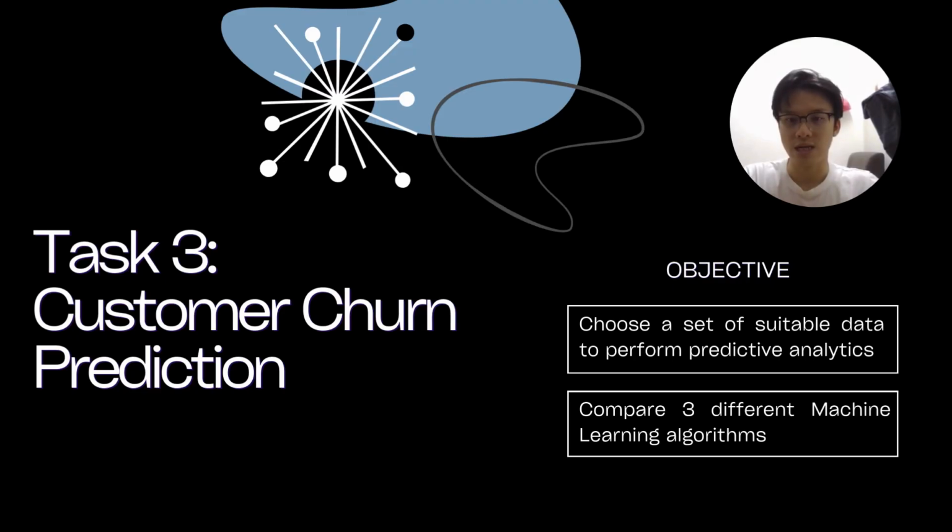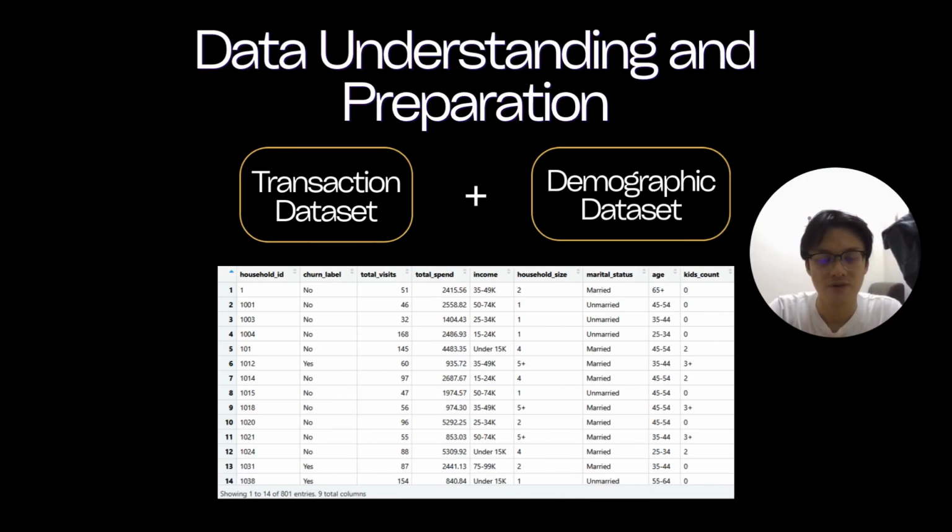I will present the task tree, which is the customer churn prediction. The objective of the task tree is to choose a set of suitable data to perform predictive analytics and compare three different machine learning algorithms. After analysis, the transaction dataset and demographic dataset are chosen.